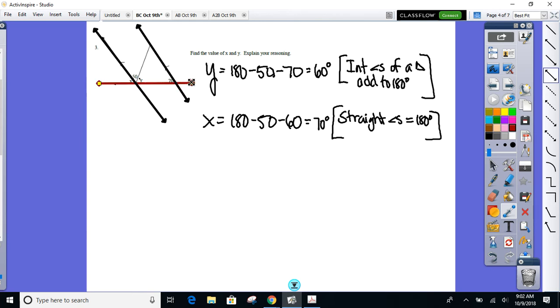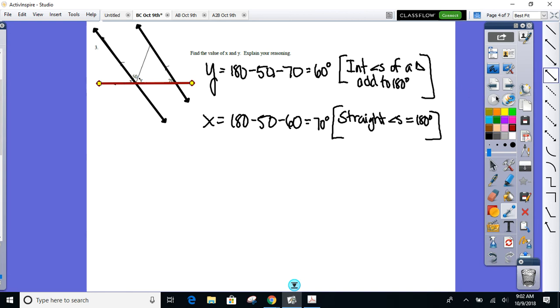Does anybody know the relationship between the 70 that we never even touched and x? Yeah, Maggie. Everyone see they're corresponding? I take this 4-pack right here, slide it down onto this 4-pack, and 70 and x would match up. So x would equal 70 because they're corresponding. All right, everyone see that?